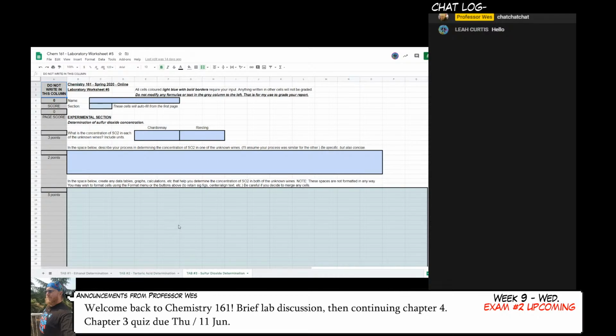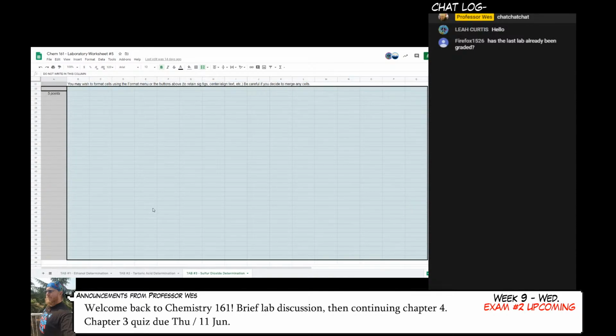And these are just components that are in wine. You can read the introduction to learn more about it. Obviously, we know that ethanol is in there. It's a fermentation product, and it's kind of the whole point of why people drink in the first place. Tartaric acid gives wine a very specific tartness to it. And then sulfur dioxide is used as a preservative. And you will be determining the concentration of all of those in this documentation.